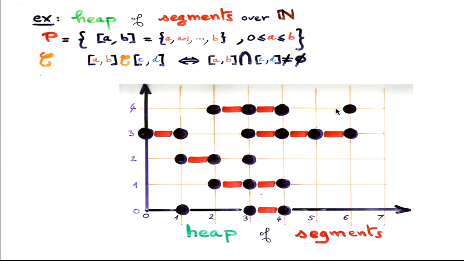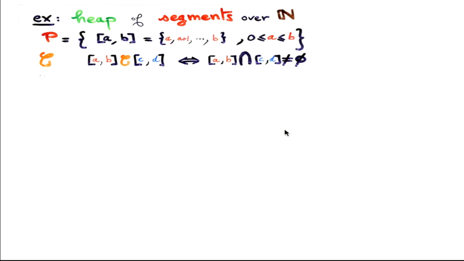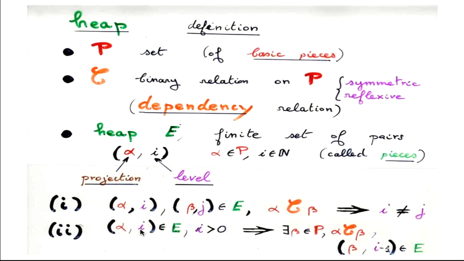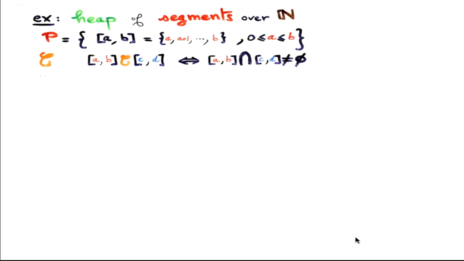They are all in this picture. All these pieces in red with the black balls are completely disjoint. So this is the first condition. The second condition: if you have a segment at level i, there must be somewhere a segment at level i minus 1, so that the two segments have a non-empty intersection. The two projections have a non-empty intersection.